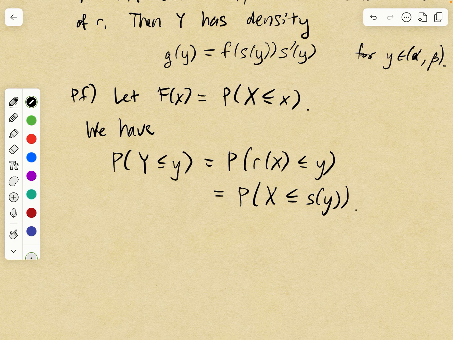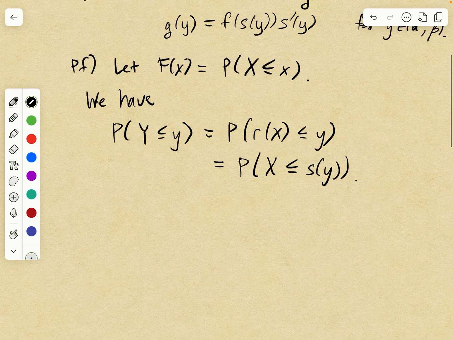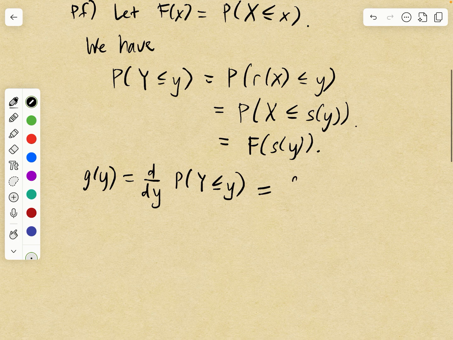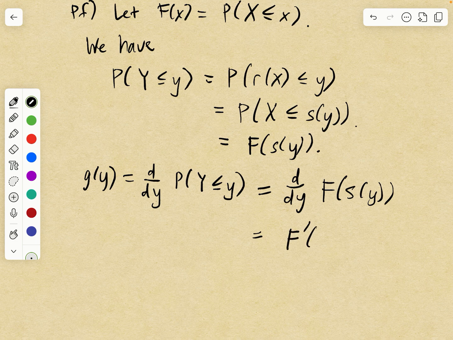That's because r is increasing and s is the inverse of r. So this is equal to capital F of s of y. So now we take the derivative of both sides. So g of y, the density function, is the derivative with respect to y of the probability that capital Y is less than or equal to y. So by what we have, that's the derivative of capital F of s of y, and then by the chain rule, this is just F prime of s of y times s prime of y.